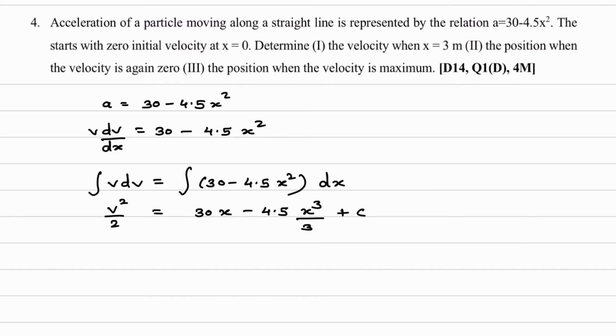Now what is the condition given here? It starts with 0 initial velocity. So v is 0 at x equal to 0. So from here what we will get? Therefore c is equal to 0. Velocity is 0 and x is 0, so c will be equal to 0.